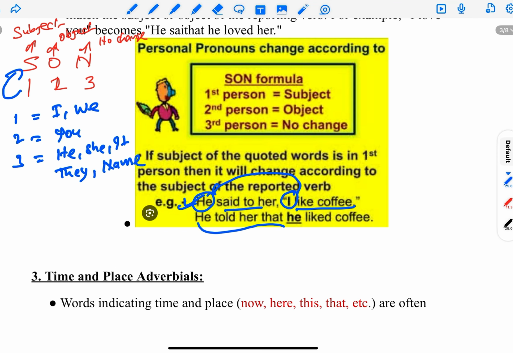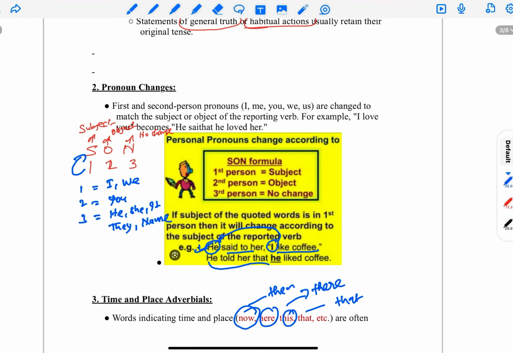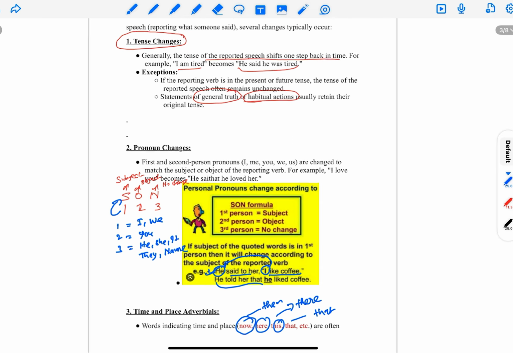Some time and place adverbials also change, like now will become then, here will become there, this will become that. These are some of the words which will change. Some modals will also change, like can will become could, may will become might, shall will become should, will become would.